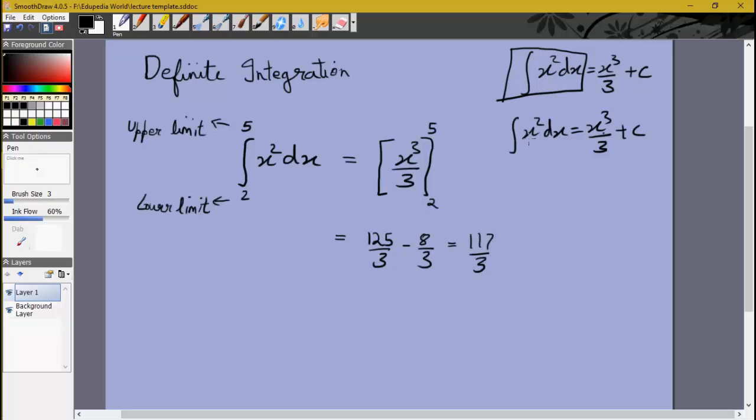And you can see here you actually had an indefinite answer. Not only was there a function, but there was an arbitrary constant of integration. Here you actually have a definite answer, and that's why it's called definite integration.